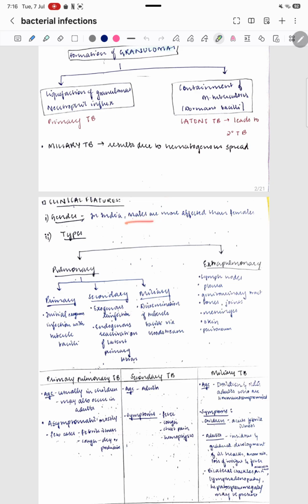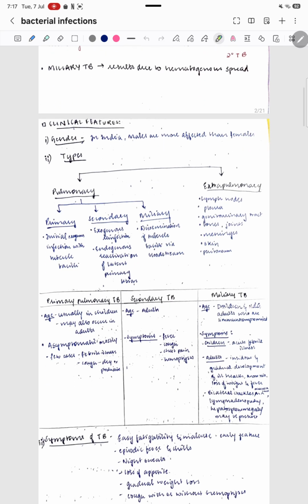Usually males are slightly more affected than females. And then coming to the types, there are two types, intrapulmonary and extrapulmonary. Pulmonary has three types: primary, secondary, and miliary. Miliary is basically a tertiary type. And extrapulmonary is other than lungs. So one is affecting the lungs, and the other one is other than lungs.